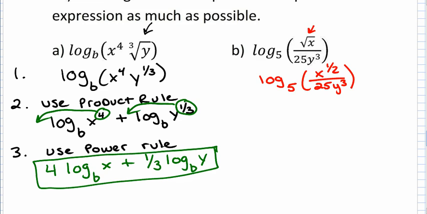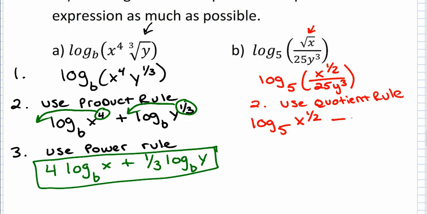So now, I'm going to expand this. First I'm going to use the quotient rule because I'm dividing. So I have log base 5 of x to the 1/2 minus log base 5 of 25y to the 3rd.